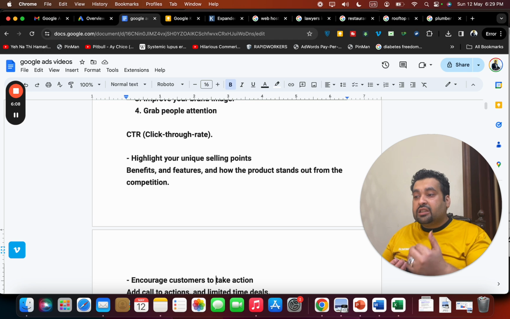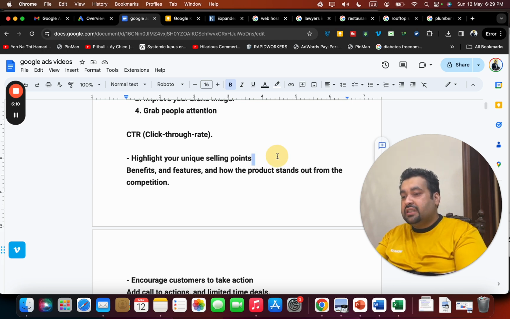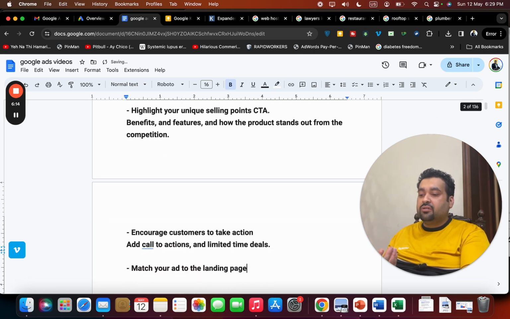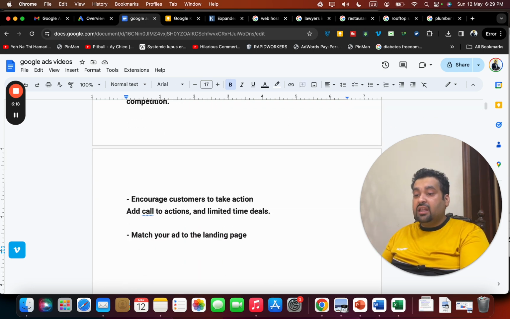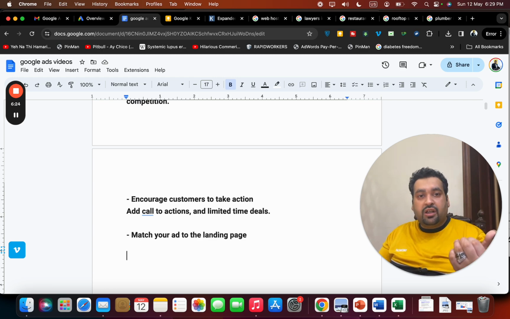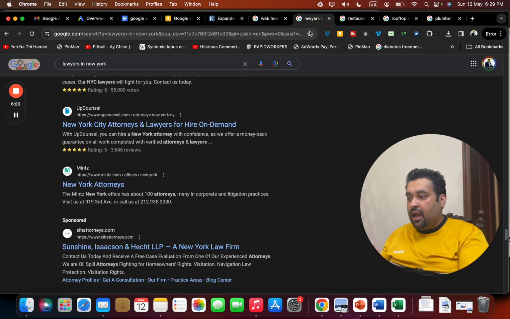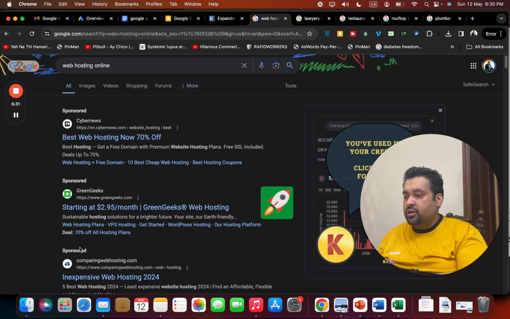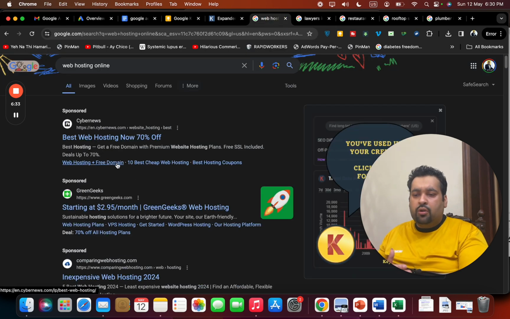You need to have CTAs, calls to action, which grab the user's attention and encourage customers to take action, have limited time deals, and then match your ad to the landing page. People have certain expectations when they click on the ad, and if what you are showing in your ad doesn't actually match the landing page, people are going to be disappointed. For instance, if we do not get a free domain, we are going to be disappointed.